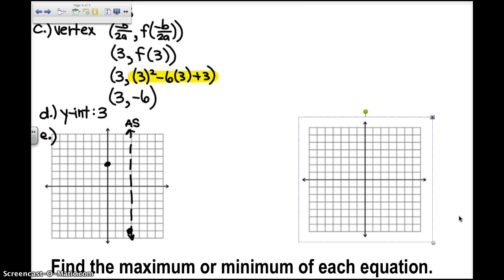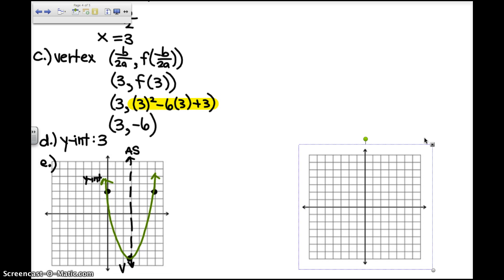Now, this axis of symmetry represents symmetry. That means we can fold up our parabola. So if I have a point at the y-intercept of 3, I have a point exactly on the other side from that, across from the line of symmetry. Okay? Our graph looks like this. Our graph looks like that. That's the graph of this parabola. Ignore that minimum or maximum stuff. We'll get to that in a second.